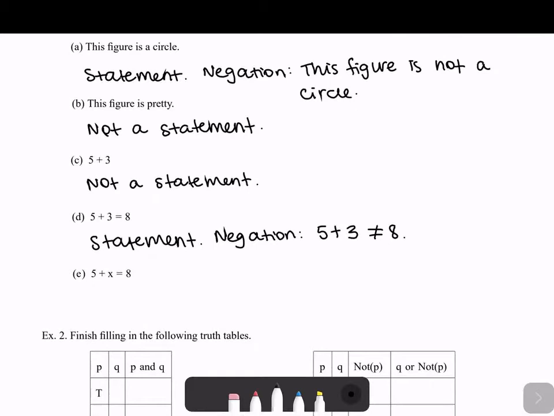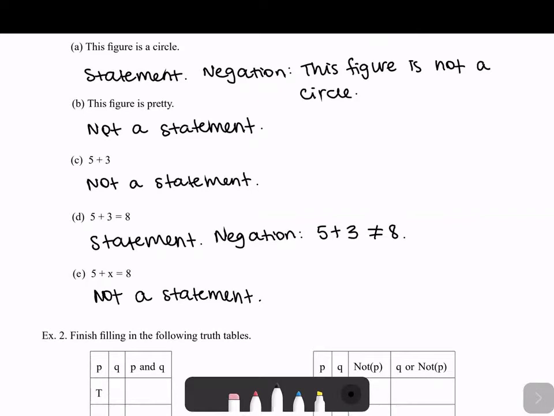And lastly, we have E. This is 5 plus x equals 8. Well, this is a mathematical equation, and this one, we don't know what the truth value is, right? So this is actually not a statement. It depends on what x is. If x equals 2, well, we know that that's false. But as we can see in the one above, if x is 3, then yeah, 5 plus 3 is 8. So this one is not a statement because the truth value changes depending on what value x takes.